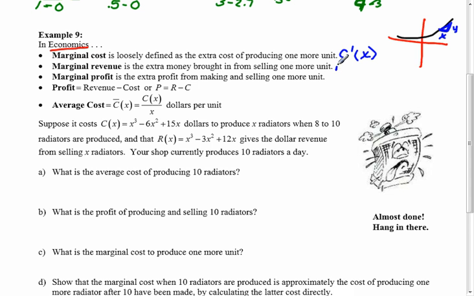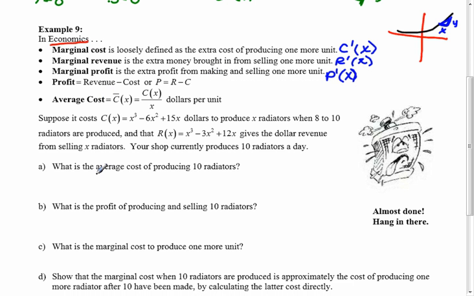Marginal revenue, derivative of the revenue function. And marginal profit is the derivative of the profit function. Then I want you to just try to go through some of these. When you see average cost, this is what we're talking about here. Find the cost for 10 radiators and just divide it by 10. And also, if you want to save time, maybe you could put that into your y1 function, and maybe you could put this into your y2. We'll learn a little more about when to do that later.